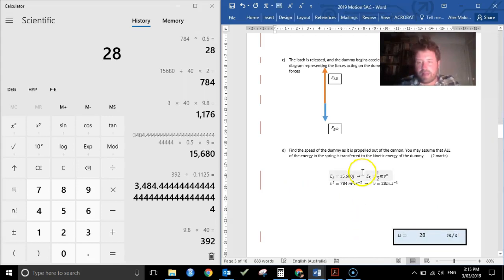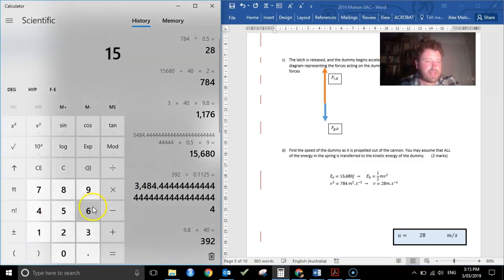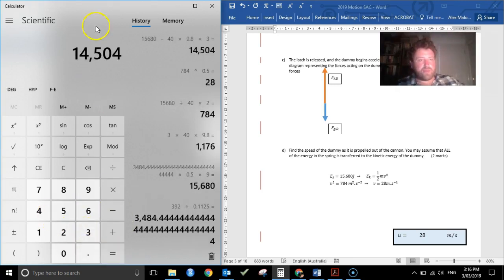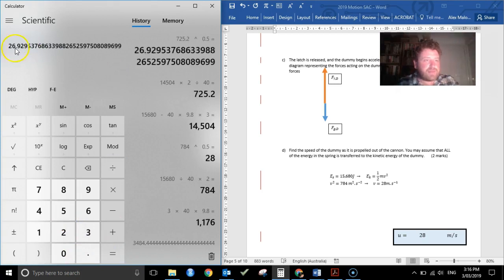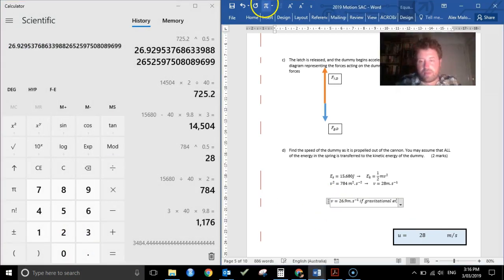Just to show you what it looks like if we do it the other way. So instead of having 15,680, we're going to have 15,680 minus 40 m times 9.8 g times h, 3 meters, because we get 3 meters upwards as we fire. So we end up with 14,504 instead. We then double that and divide by the mass. So times 2 divided by 40. 725 instead of 784, and then take the square root, and we get 26.9. So, alright. I'm not going to take marks off if you got that correct answer rather than this approximate answer. Okay.